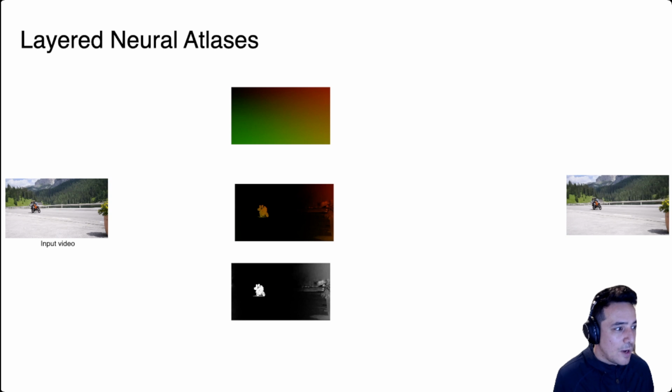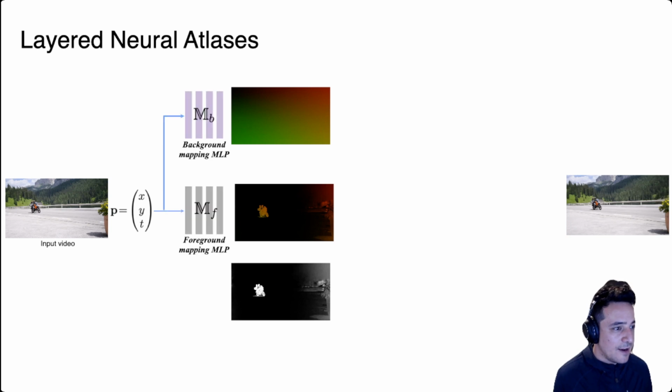Okay, so how does this method work? We're going to use these coordinate-based MLPs again, and we're going to use the machine learning toolkits to do the optimization, similar to the previous paper. So we have our input video, and for every XY time, every location in this video, we're going to have two mapping MLPs, which are basically going from that location in the input video into a location in each atlas.